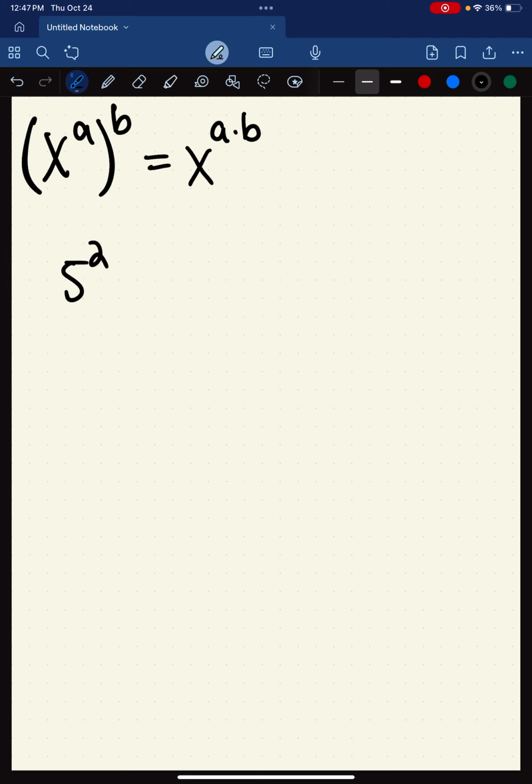Okay, let's do the power rule now. That says if you have x to the power of a, all to the power of b, that is equal to x to the power of a times b. And again, this is relatively easy to see. Let's do an example. 5 squared cubed.